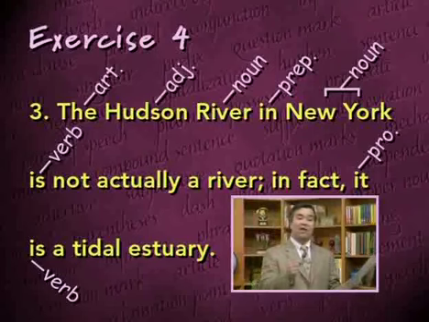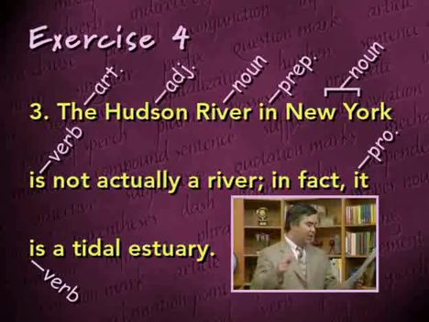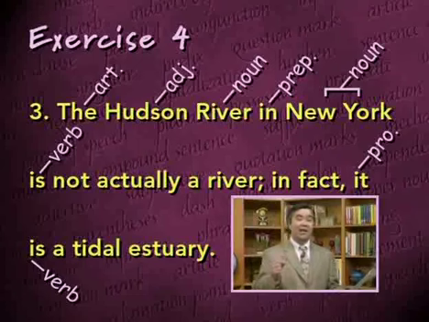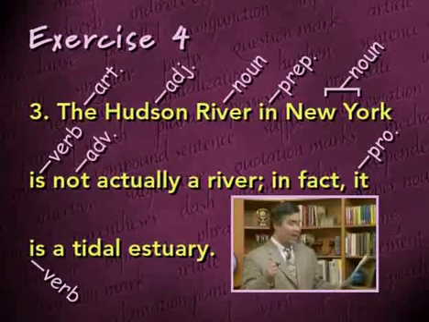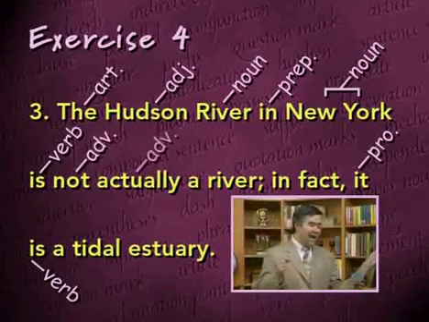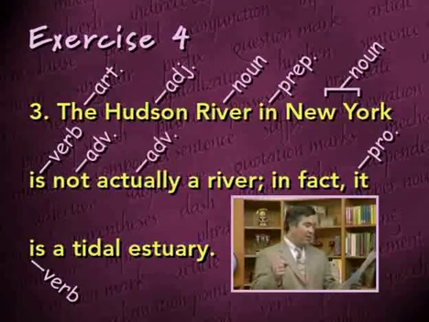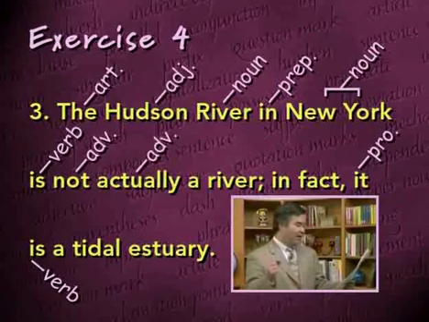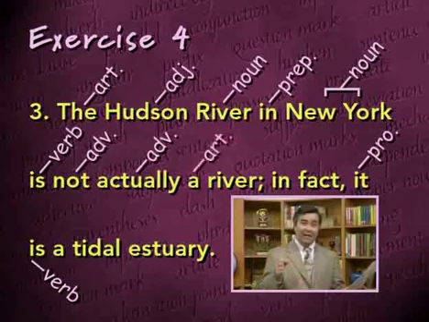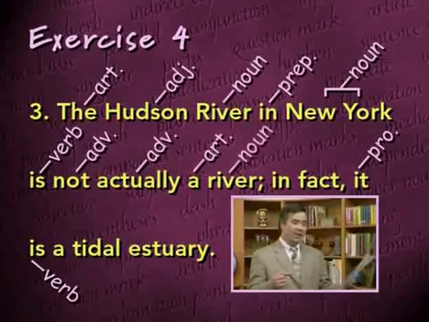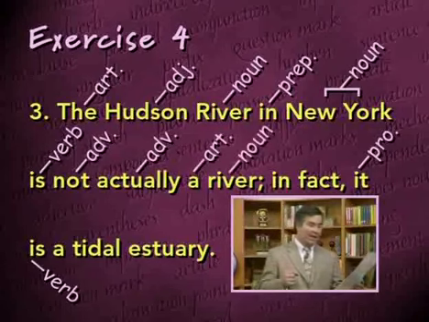It's part of the entire prepositional phrase, in New York. We saw that not is one of the most common adverbs, and that's how it's being used here, and actually is another adverb, also modifying the verb is. A is, of course, an article, and river is a noun. Now we move into the second clause.